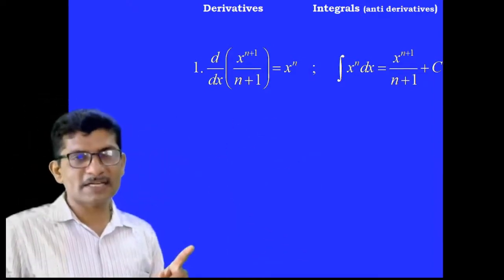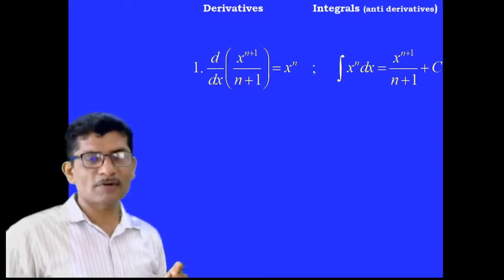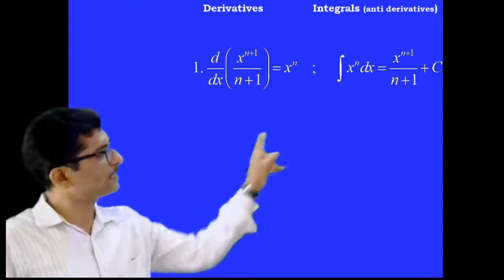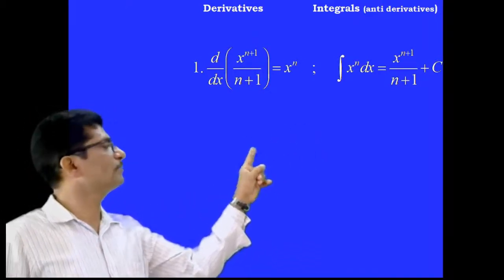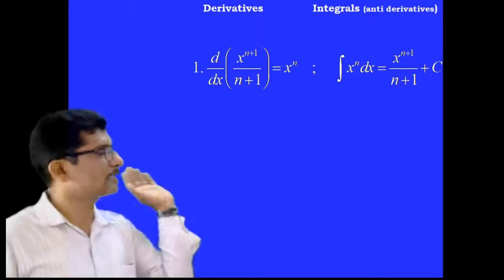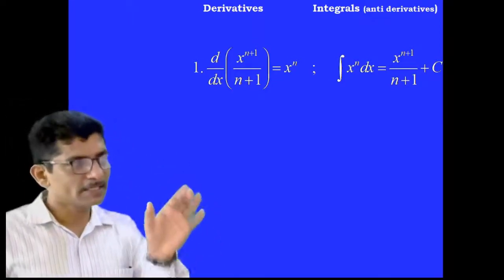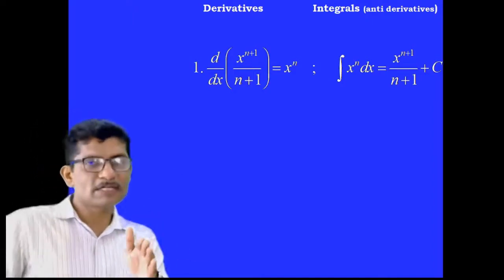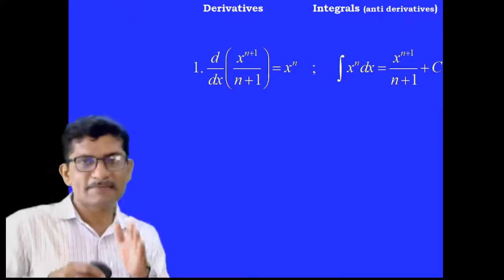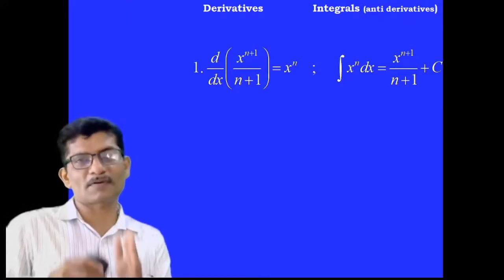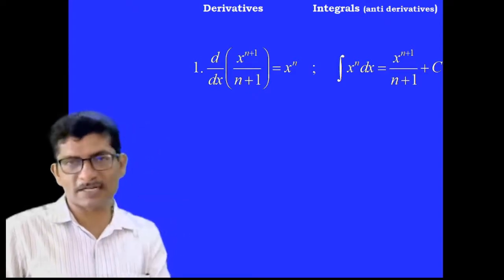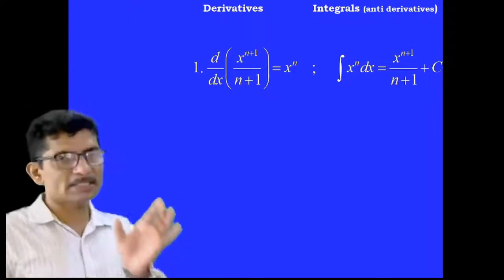By definition, if the derivative of f of x is equal to g of x, then integration of g of x is f of x. Therefore, you can say that integration of x raised to n with respect to x is x to the power n plus 1 divided by n plus 1 plus the integral constant. In every indefinite integral, definitely add the integral constant, because an indefinite integral means a family of curves, not a unique curve. Under given conditions, you get the unique curve. Therefore, an indefinite integral means a family of curves.